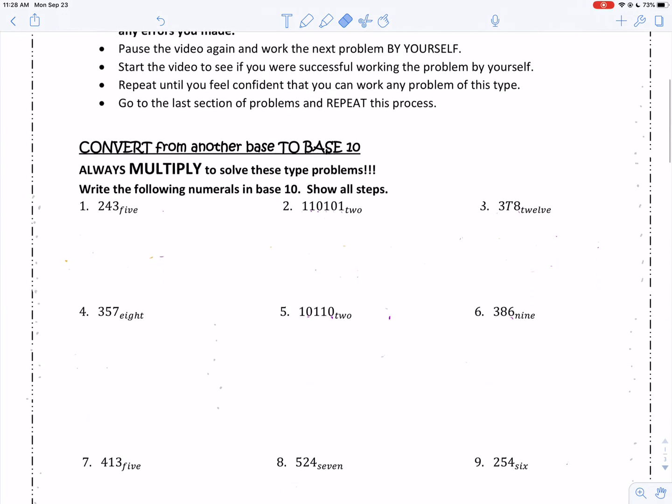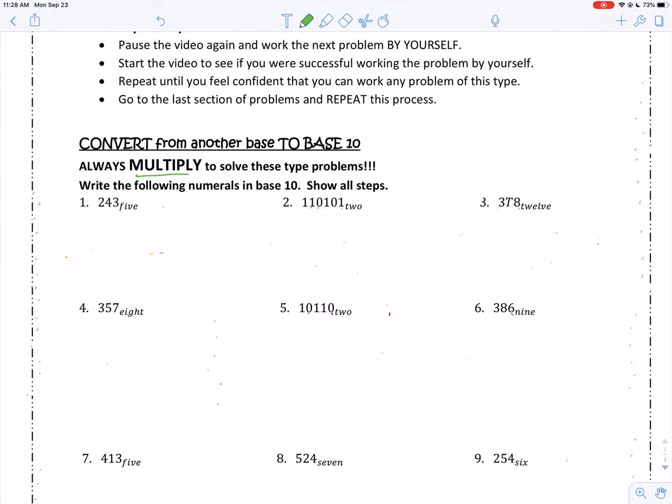Now, to do these problems, you will always multiply to solve. Our very first step is to determine the place value of each of our numbers. So notice, because we're in base 5, 3 is in the 5 to the 0 spot, 4 is in the 5 to the first spot, and the 2 is in the 5 to the second spot. So then you're going to write out your next step. 2 times 5 to the second. Then you'll have 4 times 5 to the first, and finally 3 times 5 to the 0.